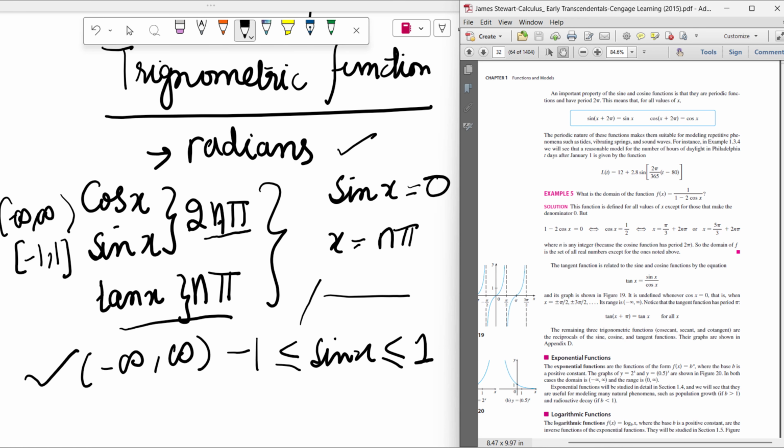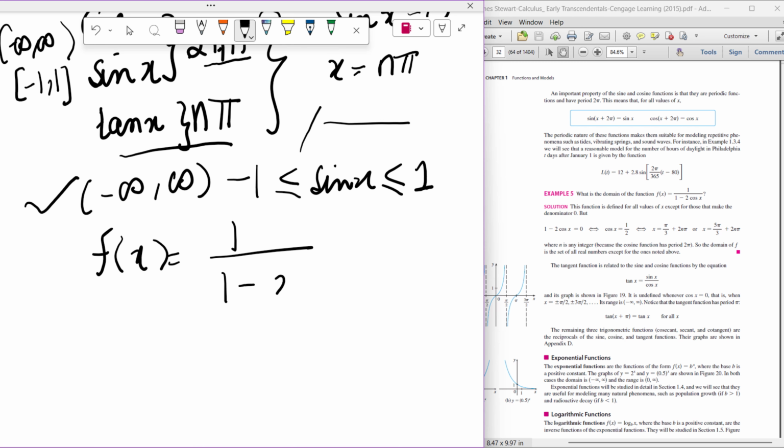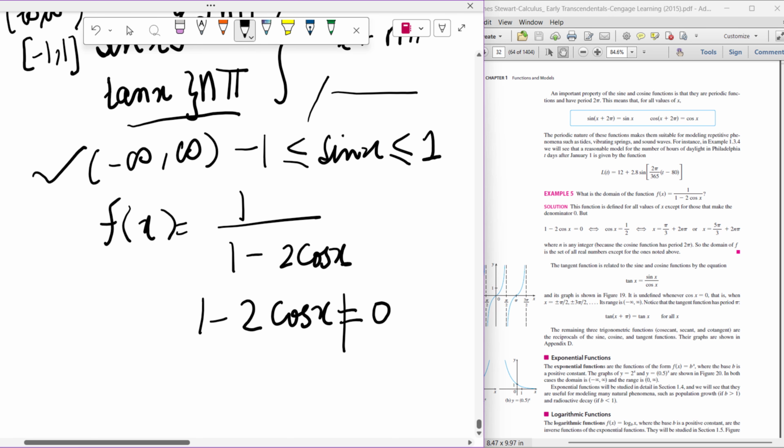So let's discuss some examples. Example number 5: calculate the domain of the function f of x is equal to 1 over 1 minus 2 cos x. We know that the function is a rational function. So for this, make sure that the denominator is not equal to 0. If the denominator is 0, the function will be undefined. So when we put 1 minus 2 cos x not equal to 0, can I write 1 not equal to 2 cos x?